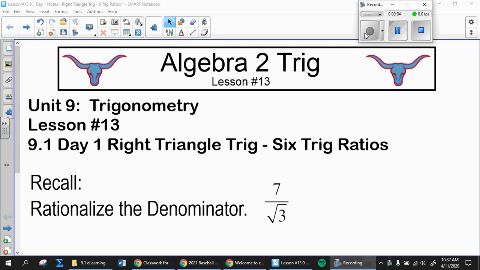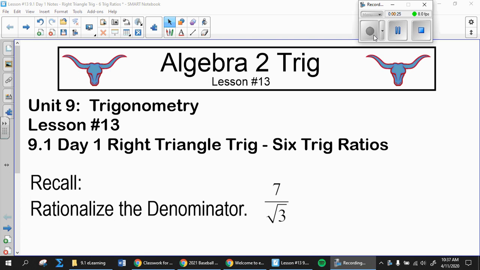Algebra 2, we're going to start looking at our next unit today, which is trigonometry. This is really going to allow us to talk about the relationship between an angle and a side within triangles. So you guys did a lot of this in geometry already, but we're going to use what you did in geometry and take that just one step further.